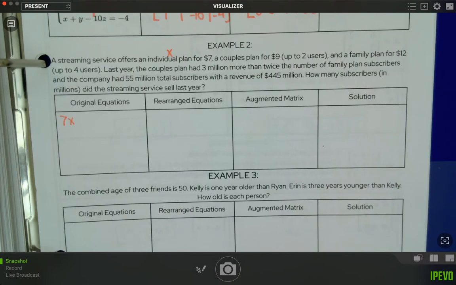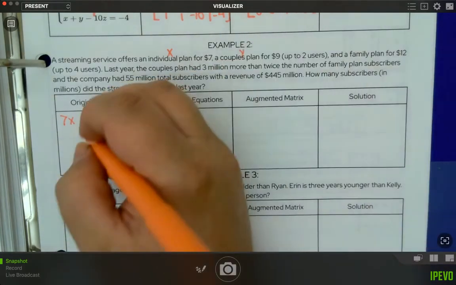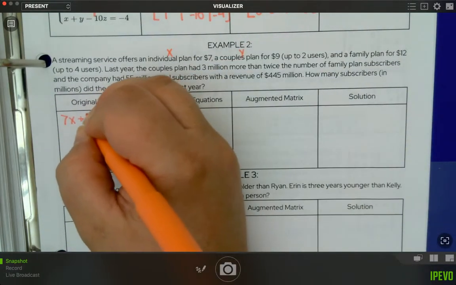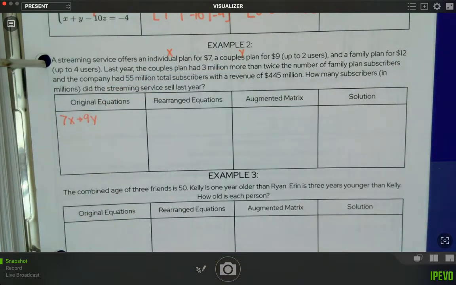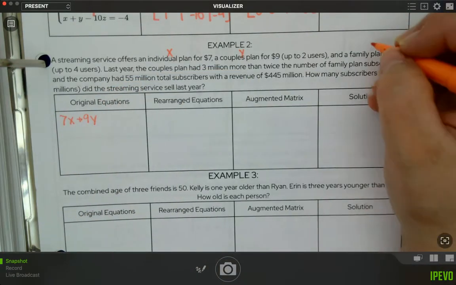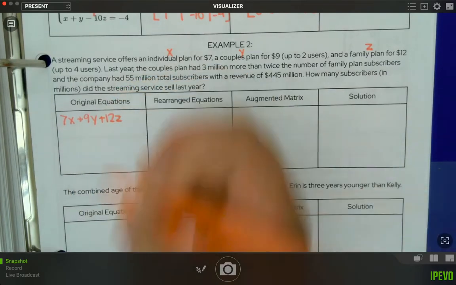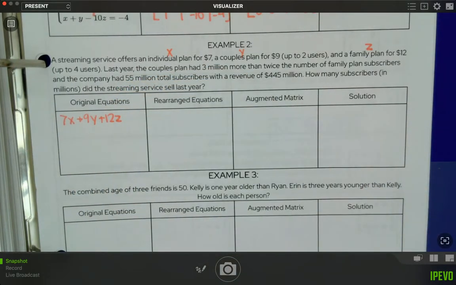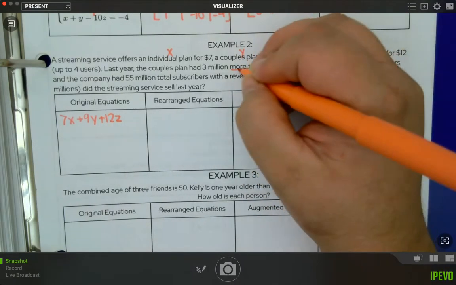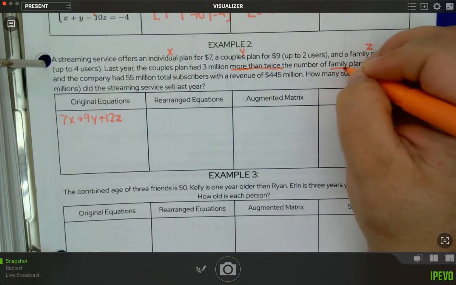And a couples plan for $9. Okay, $9, so 9Y. And a family plan, Z, for $12. So 12Z. Last year, the couples plan had 3 million more than twice the number of family plans.